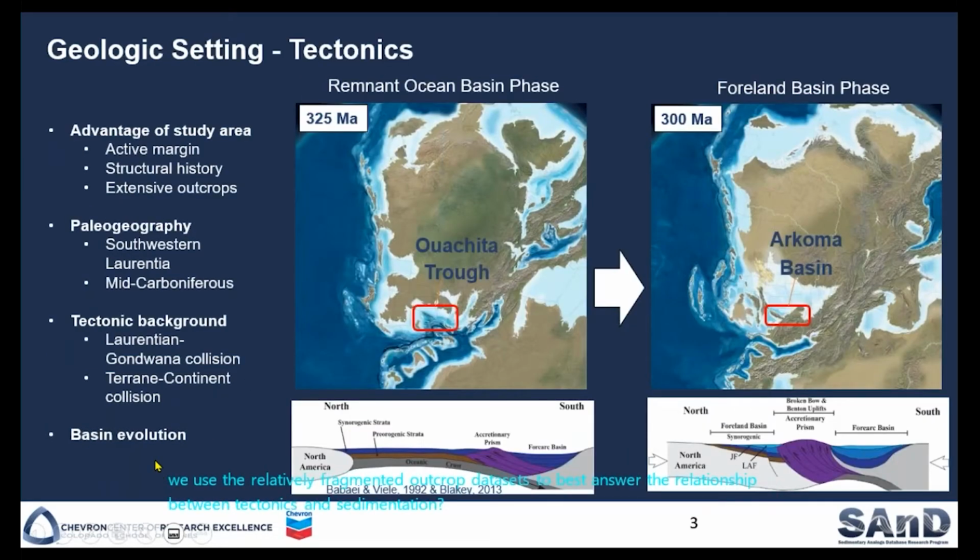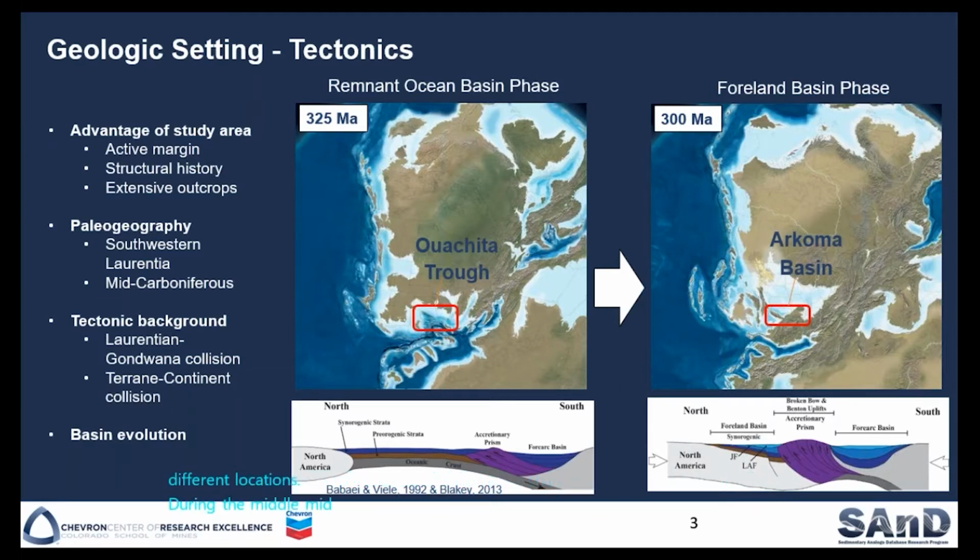Okay, so we chose the study area as the Ouachita Mountains in the south central United States. The advantage of this study area is that it's a Paleozoic active margin. It has a long and relatively complex structural history, but also extensive outcrops all over the basin, so we can grasp the facies characteristics from different locations.